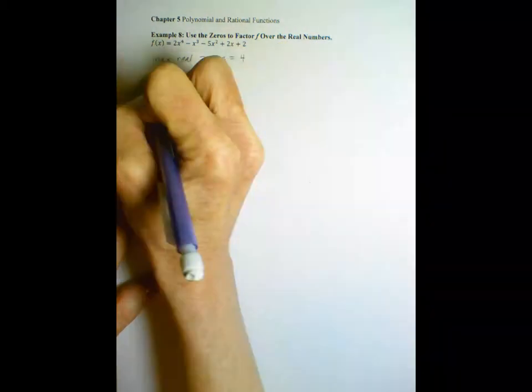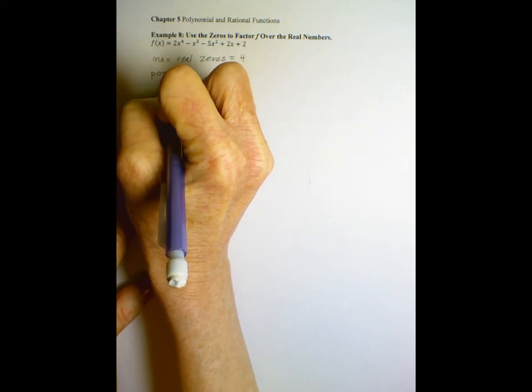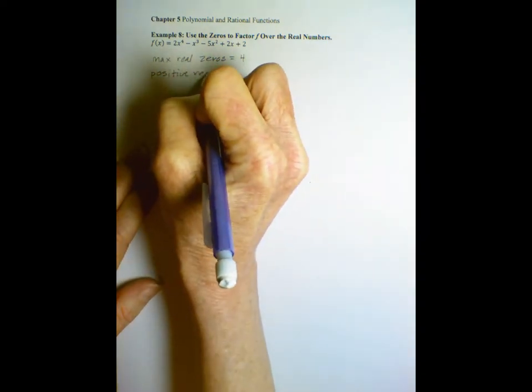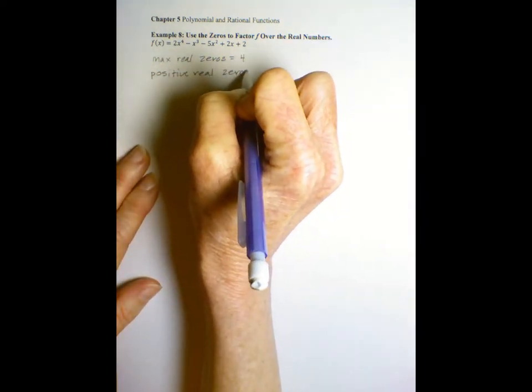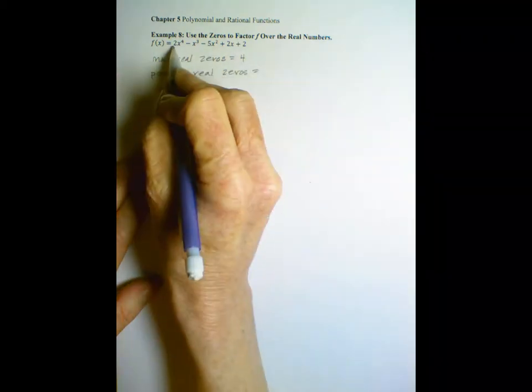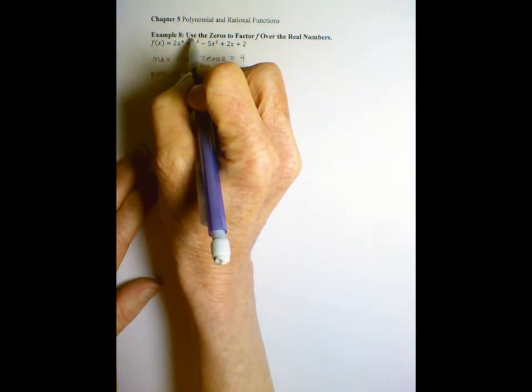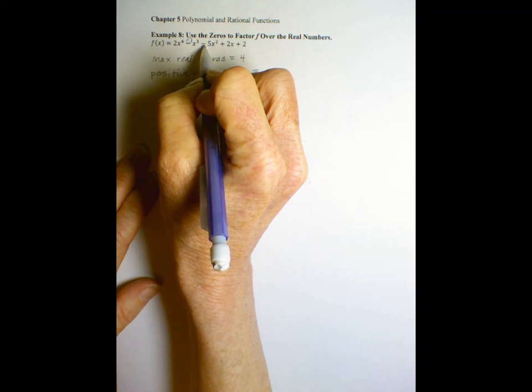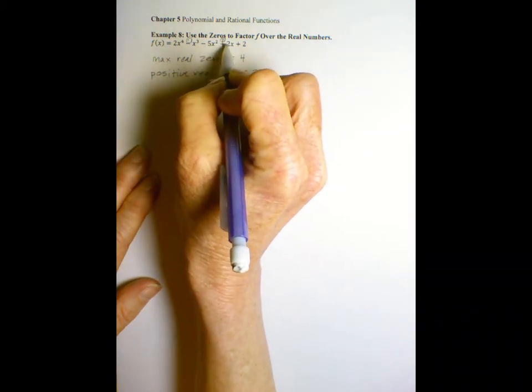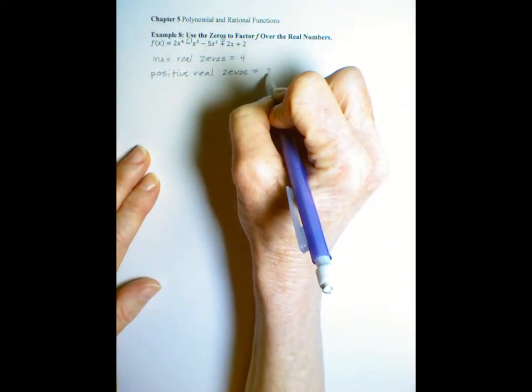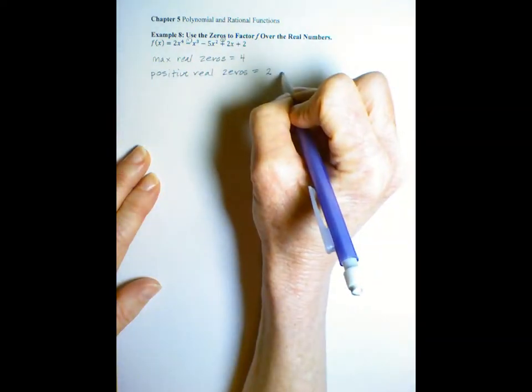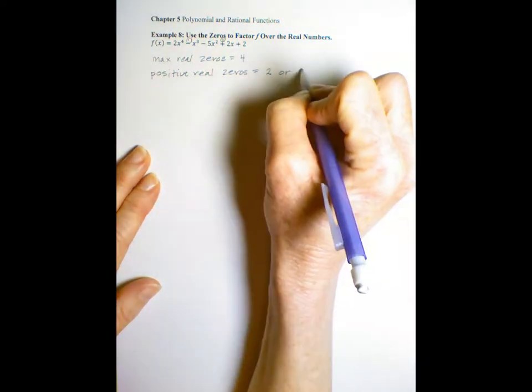4. Positive real zeros, count the sign changes. Positive to negative, there's 1. Negative to negative, no change. Negative to positive, there's 2. Positive to positive, no change. So there's 2, or if they're non-reals, a pair of non-reals, there won't be any.